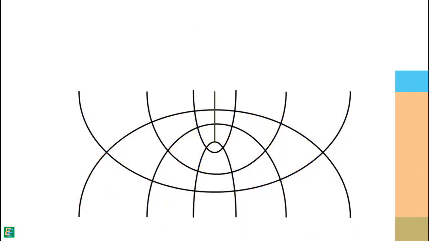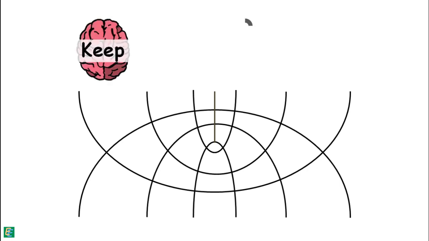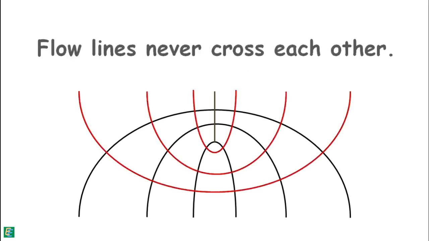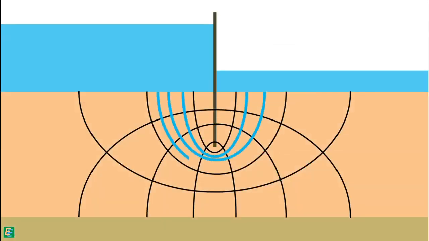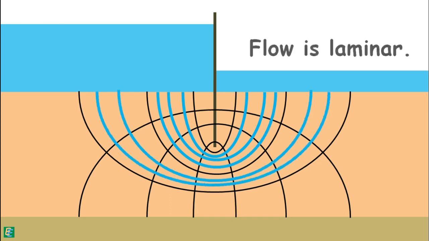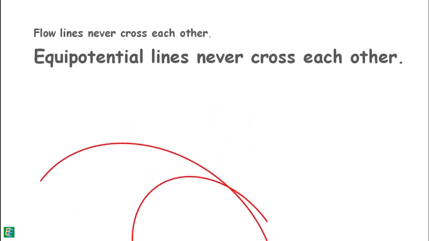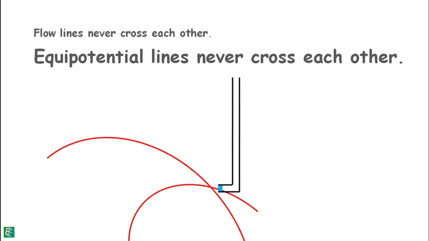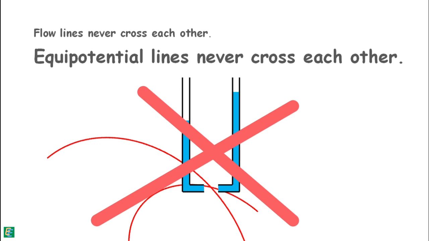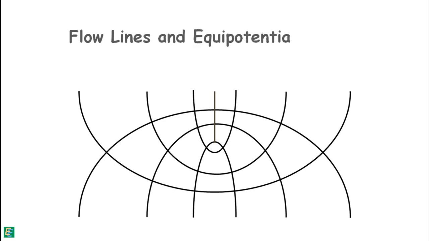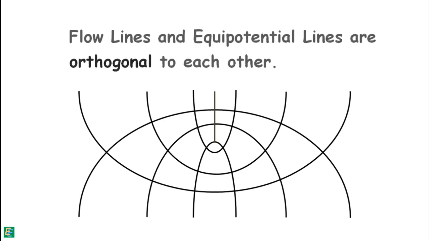To draw a meaningful graph, we need to keep in mind certain characteristics of the flow net. First, two flow lines can never cross each other because flow in soil voids is considered laminar. Similarly, no two equipotential lines can cross each other because if they cross at any point, then the total head at that point will be two values, which is not possible. Second characteristic of the flow net is that flow lines and equipotential lines are orthogonal to each other. That means they should intersect each other at right angles.